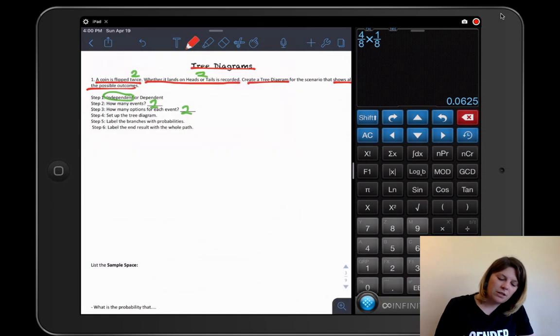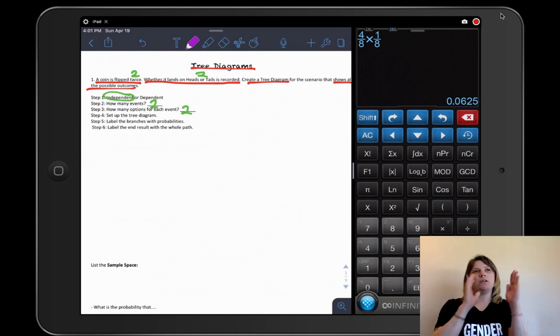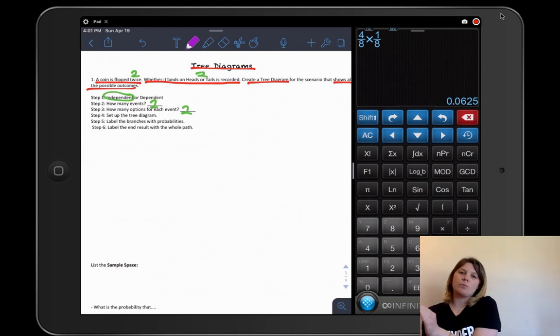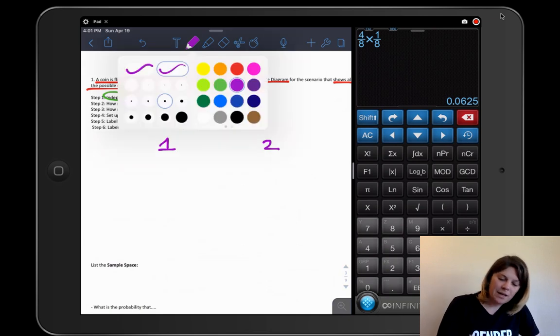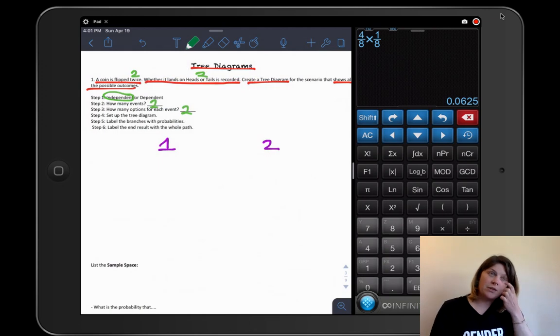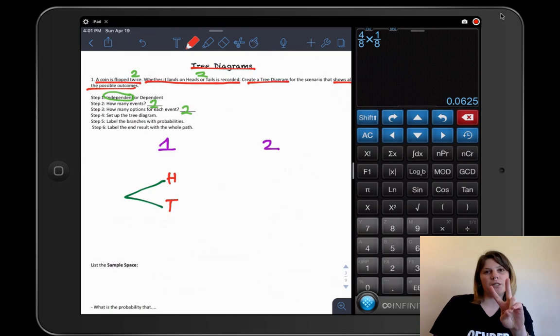The first thing you want to look at is your number of events. So we are going to make the events happen in a row from left to right on our page. So for event 1, I'm just going to label 2 spots, left to right. Event 1 happens, and then event 2 happens. Now we're going to think about how many options there are for each event. This is what I call the branches on the tree. You have 2 options for what could happen, heads or tails. So there's only 2 branches on each fork.